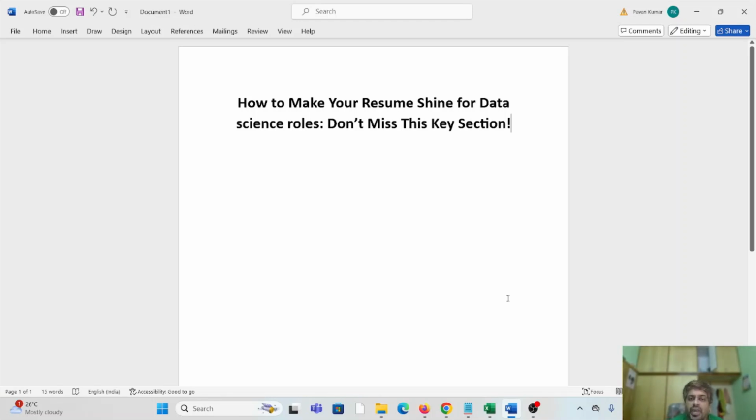Let's see how to make your resume shine for data science roles. Don't miss this key section. Okay, so let's get started.